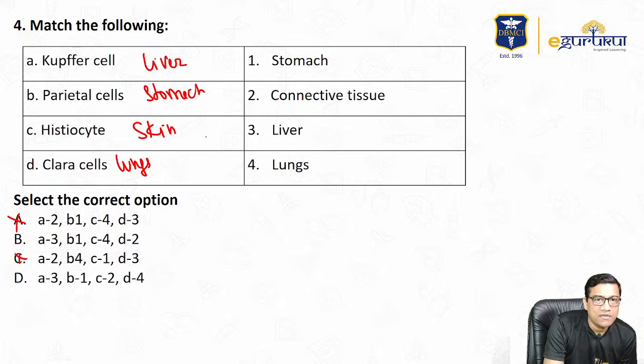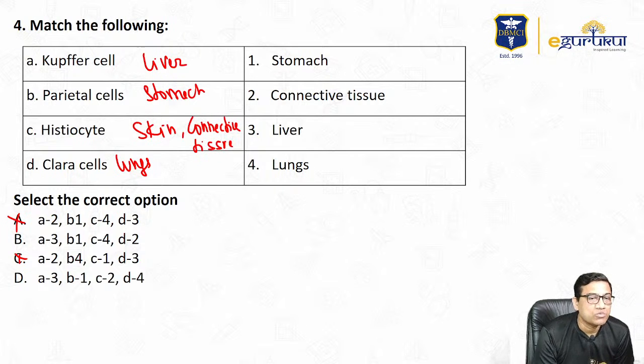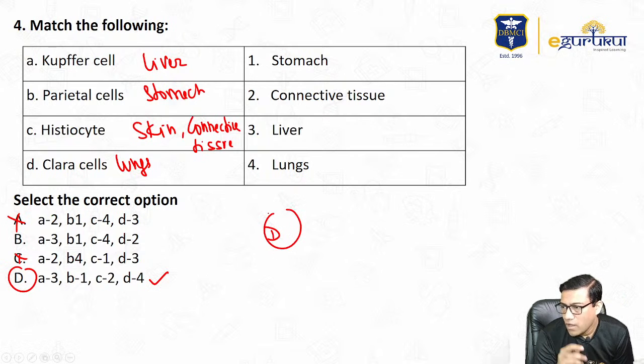C, skin goes with histiocytes, goes with connective tissue, skin and connective tissue. So I'll go to skin and connective tissue. So 2. So it is 2. Can I write it? Yes. So it will be 2. Okay. And D is 4. So answer will be D. Clear?